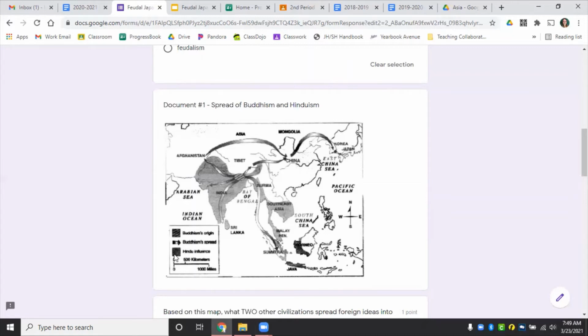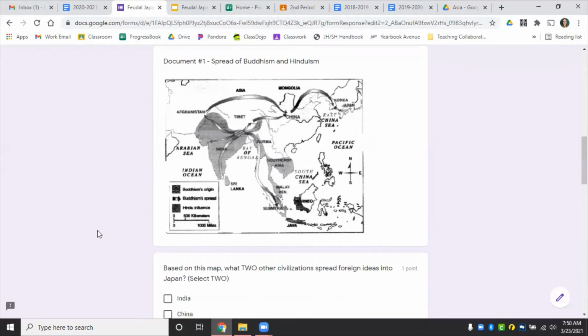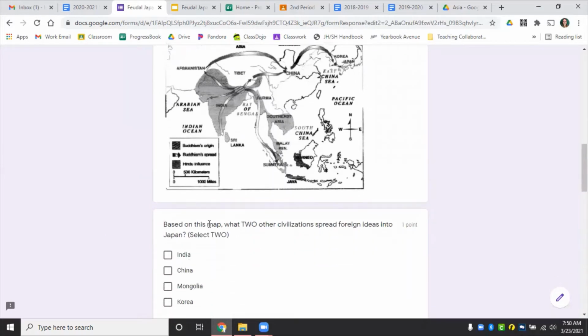And then Hindu influence is anywhere that's gray. So the rest of India would be Hindu influence. The rest of Southeast Asia down here into Malaysia would be Hindu influence, okay? So now that we know a little bit about what's on this map, based on this map, what two other civilizations spread foreign ideas into Japan?